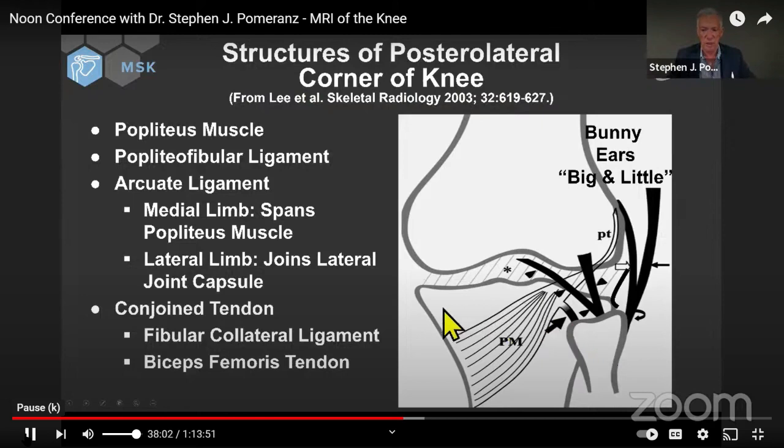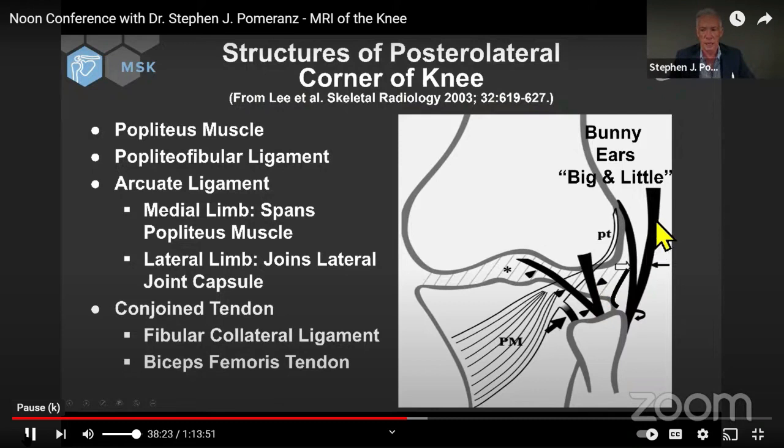There's the fibula. There's the medial tibia. And we have two bunny ears, a little bunny and a big bunny. The little bunny consists of the vertical arcuate limb and the oblique arcuate limb, also known as the lateral limb and the medial limb. There is an inverse relationship between the vertical limb and the fibulofibular ligament.